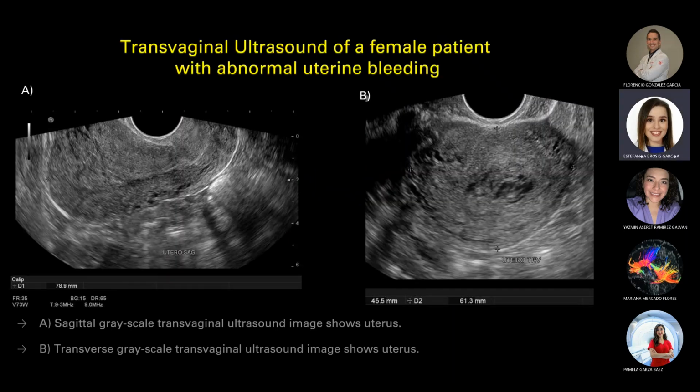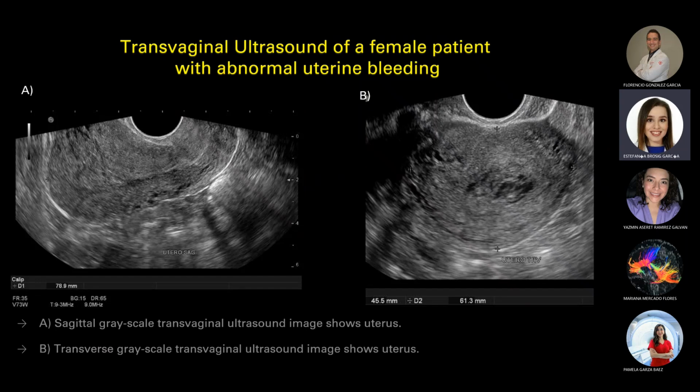Okay. Well, we have two images. The first one, we can see a transvaginal ultrasound of a female patient with abnormal uterine bleeding. We have a sagittal gray scale transvaginal ultrasound image which shows the uterus, and in the next image we have a transverse gray scale transvaginal ultrasound of the uterus also.